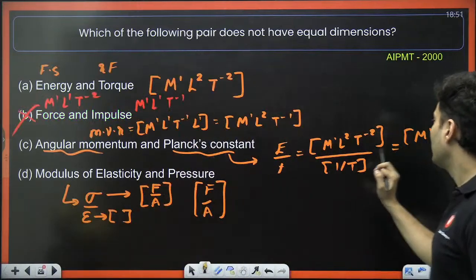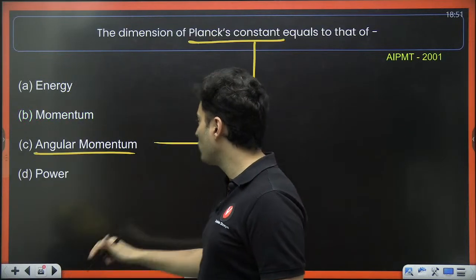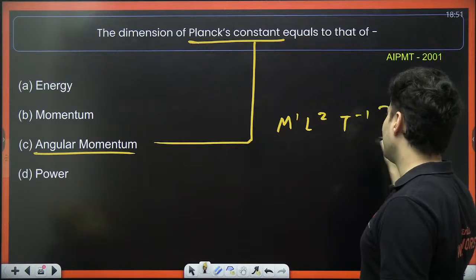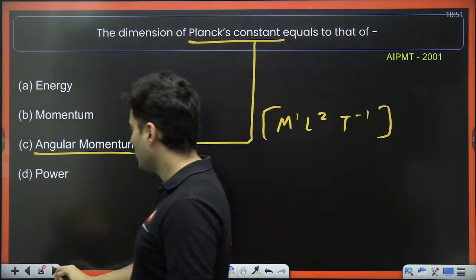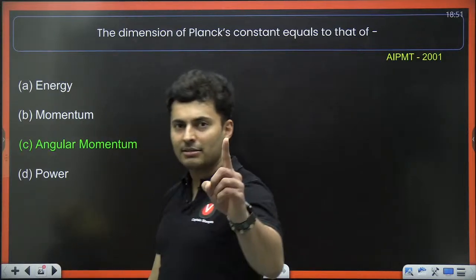Over here. M1 L square T raised to minus 1. M1 L square T raised to minus 1. That's the dimension of both of them. They are equal. Yes, angular momentum. Is that right, everybody?